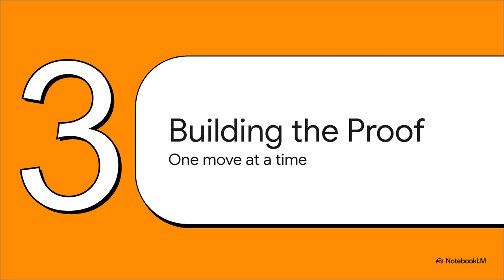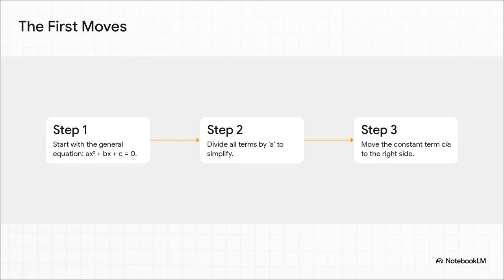All right, now for the really fun part. We're going to take that standard equation and morph it one logical step at a time until it actually becomes the formula we all know. Think of it like we're solving a puzzle, and these are the first few moves we need to make. First up, we divide everything by a. Why? Honestly, it just makes our lives easier by making that first term a simple one.